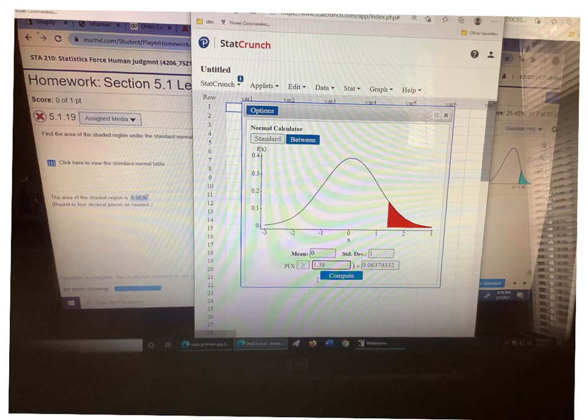Oh, I saw your question on the discussion board. You want to find the area that's shaded under the standard normal curve. You could use a table or a calculator. I'm going to use StatCrunch.